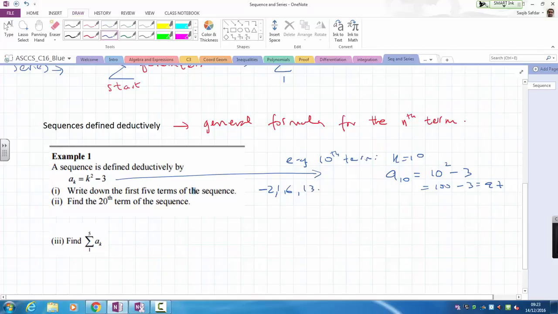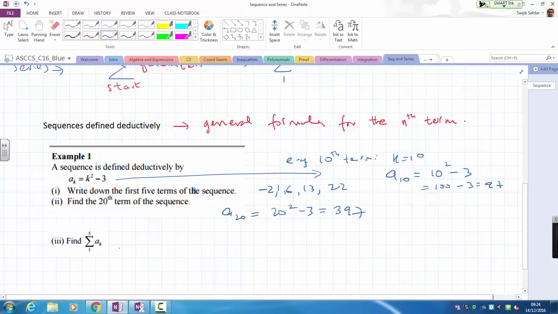Declan, what's the next one after 13? Layla, after 13? What do we get after 13? Excellent. What's the 20th term? Naima, what's the 20th term? 397. Excellent. So 20 squared take away 3 gives us 397.